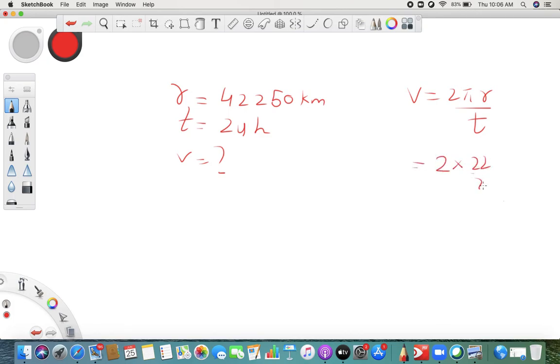This is 22 by 7. This is 42,000. Now here we are not converting it into meter per second. Why are we not converting into meter per second? Because already it is in one system. Here it is given in kilometer and here it is given in hour. You can still convert it into meter or second, but it is going to be a long calculation, right? So when you solve this, it is 11,065.4 kilometer per hour. Okay, so make sure you put your formulas properly.